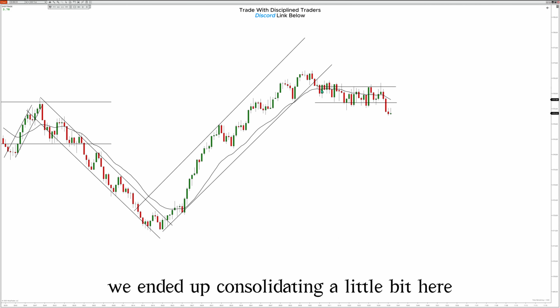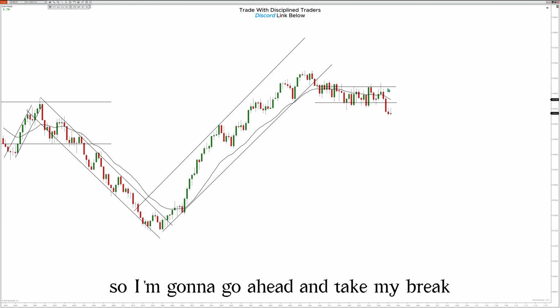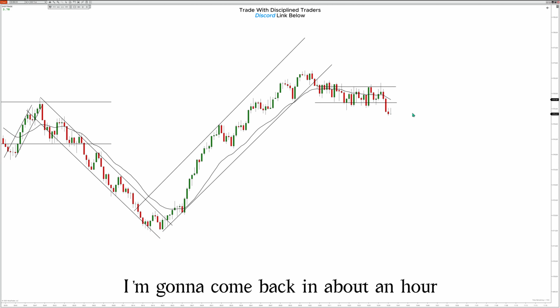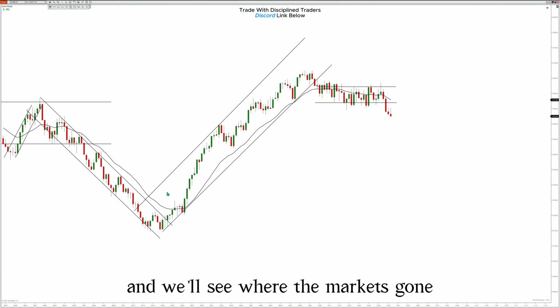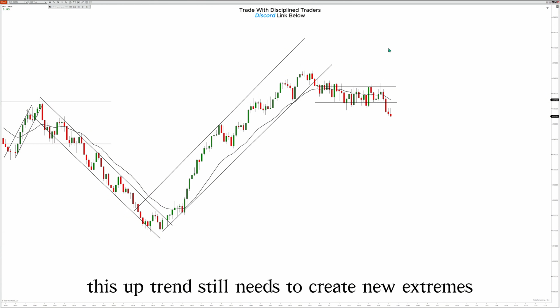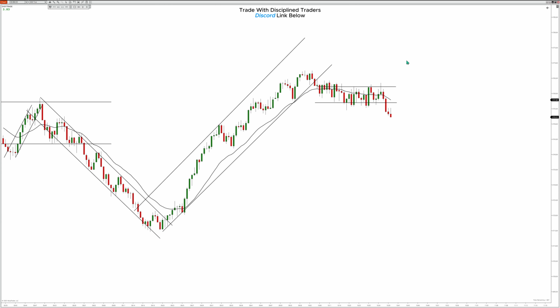All right, guys, we ended up consolidating a little bit here. So I'm going to go ahead and take my break. I'm going to come back in about an hour and we'll see where the market's gone. This uptrend still needs to create new extremes, so I'm expecting it to do that, but we'll see when I get back.